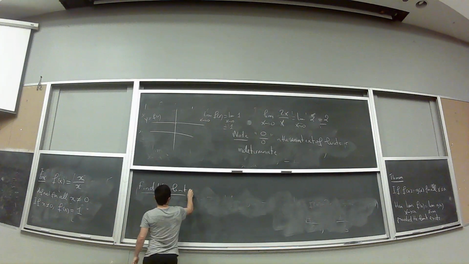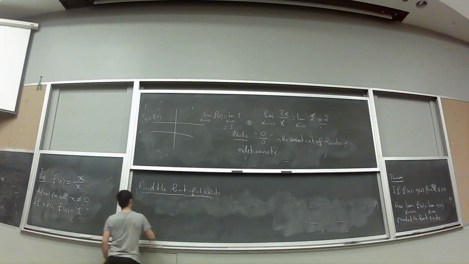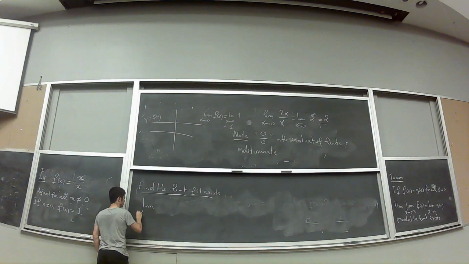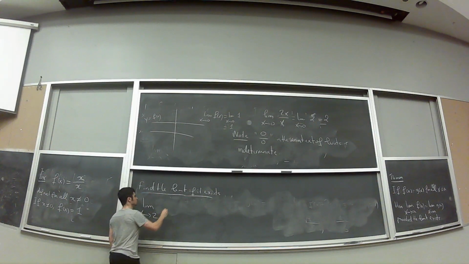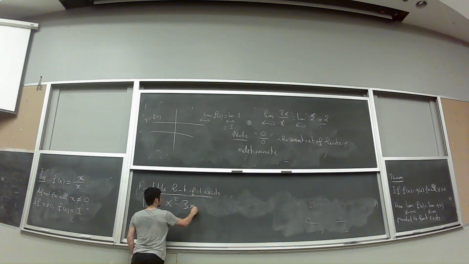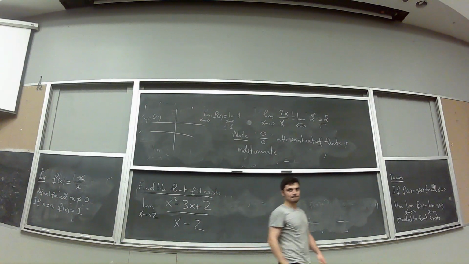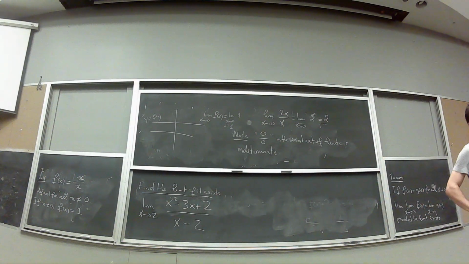Find the limit if it exists. The limit as x approaches 2 of x squared minus 3x plus 2 over x minus 2. Are we good? I'm kind of ignoring this side. Are we good on this side? Yeah? Okay.